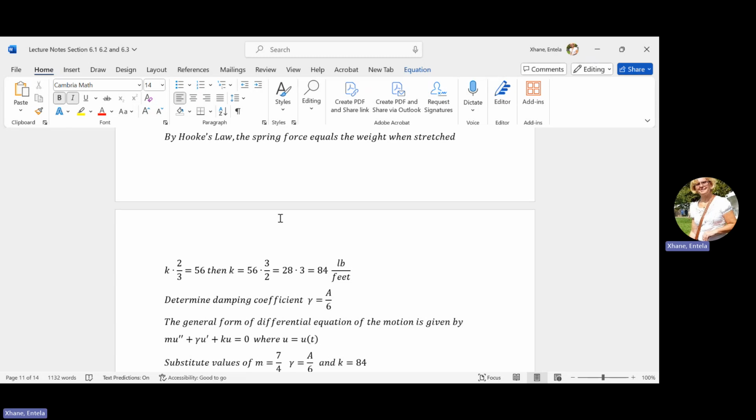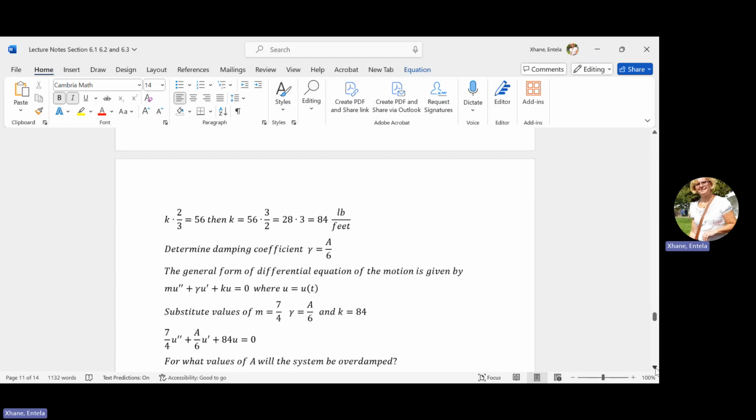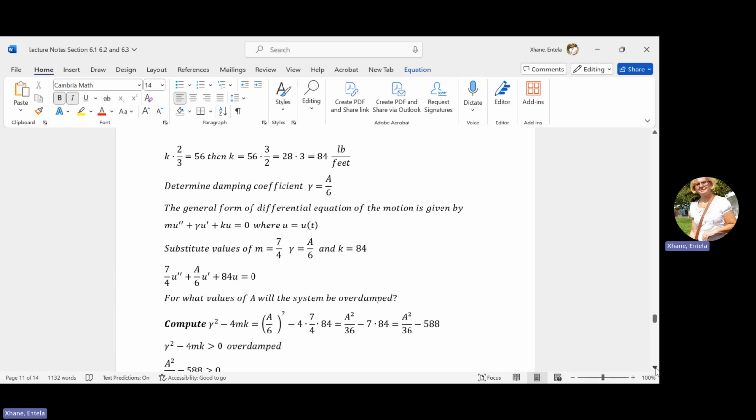Now we are going to determine the damping coefficient. Remember, the force of resistance equals the damping coefficient times the velocity. In this case, gamma, which is the damping coefficient, is going to be equal to A, we don't know A, divided by 6. So this is our general equation: mu double prime plus gamma u prime plus ku equals 0, where u is the displacement, a function of t.